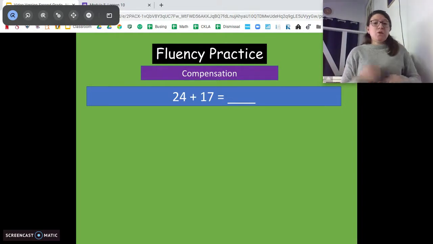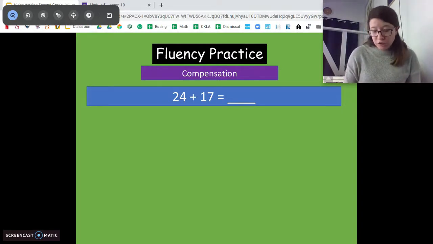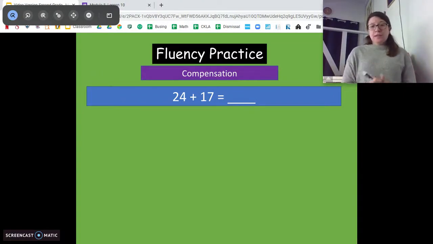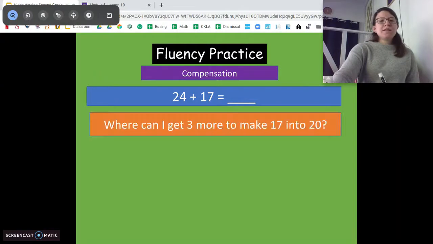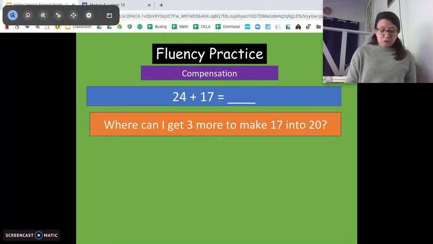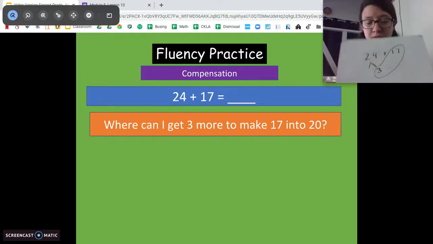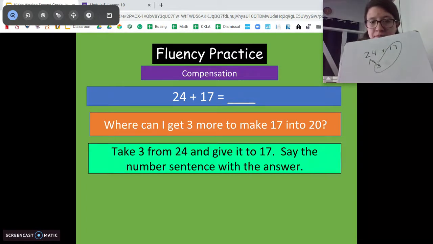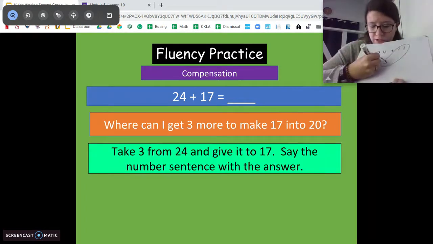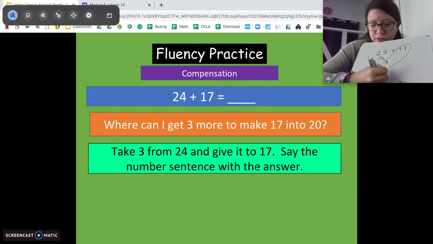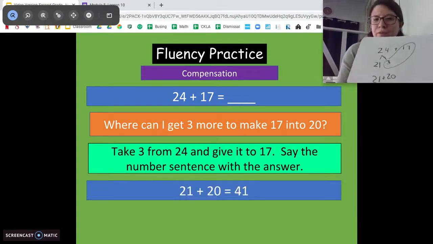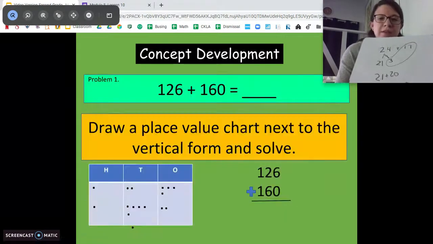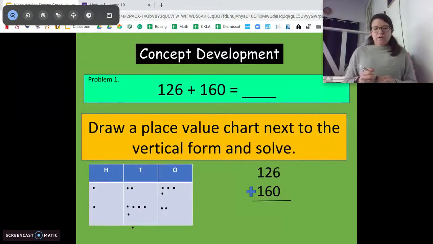24 plus 17. Which number is closer to its next 10? Again, not which one is bigger, which number is closer to its next 10? 17, good. We need 3 more to get 17 to its 20. See that? So what's the other part in our number bond going to be? Very good. 21. So we have 21 plus 20 equals 41. Good. I'm going to skip that one so we can get to our work for today.